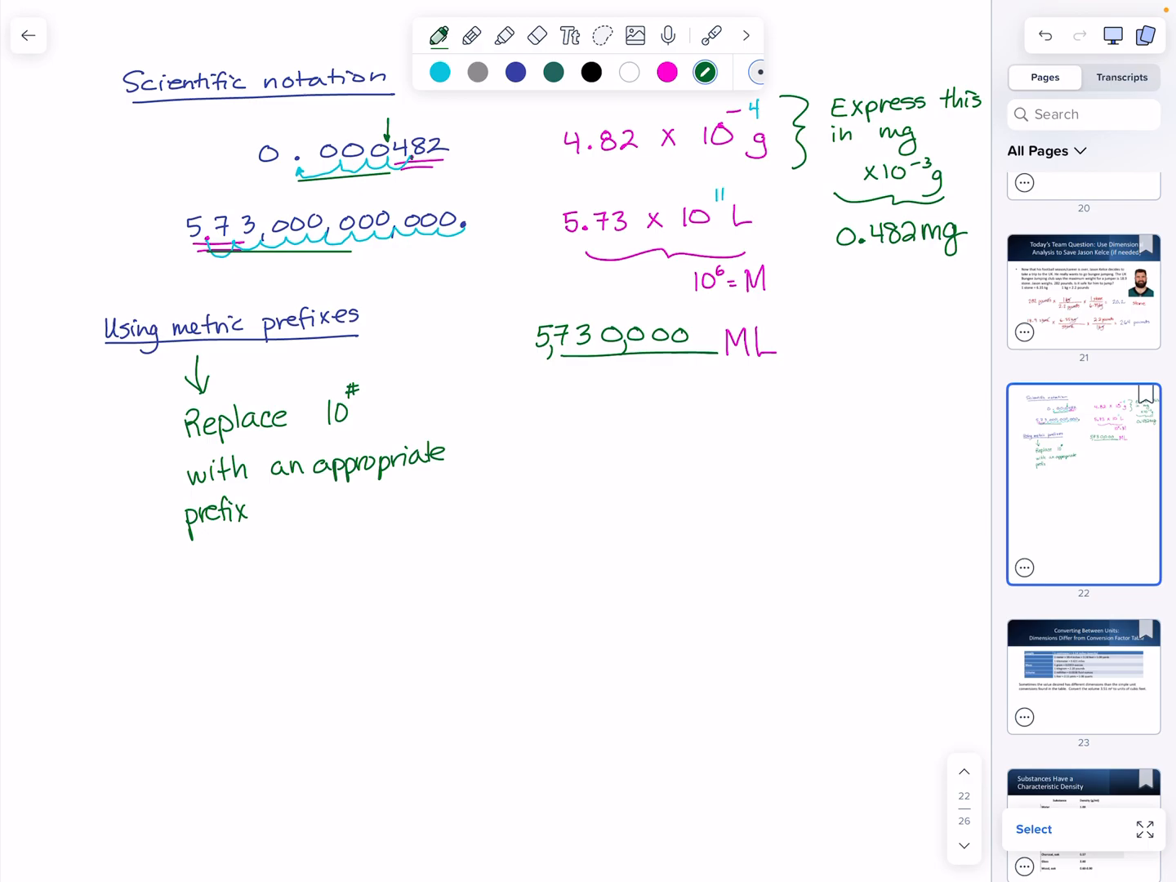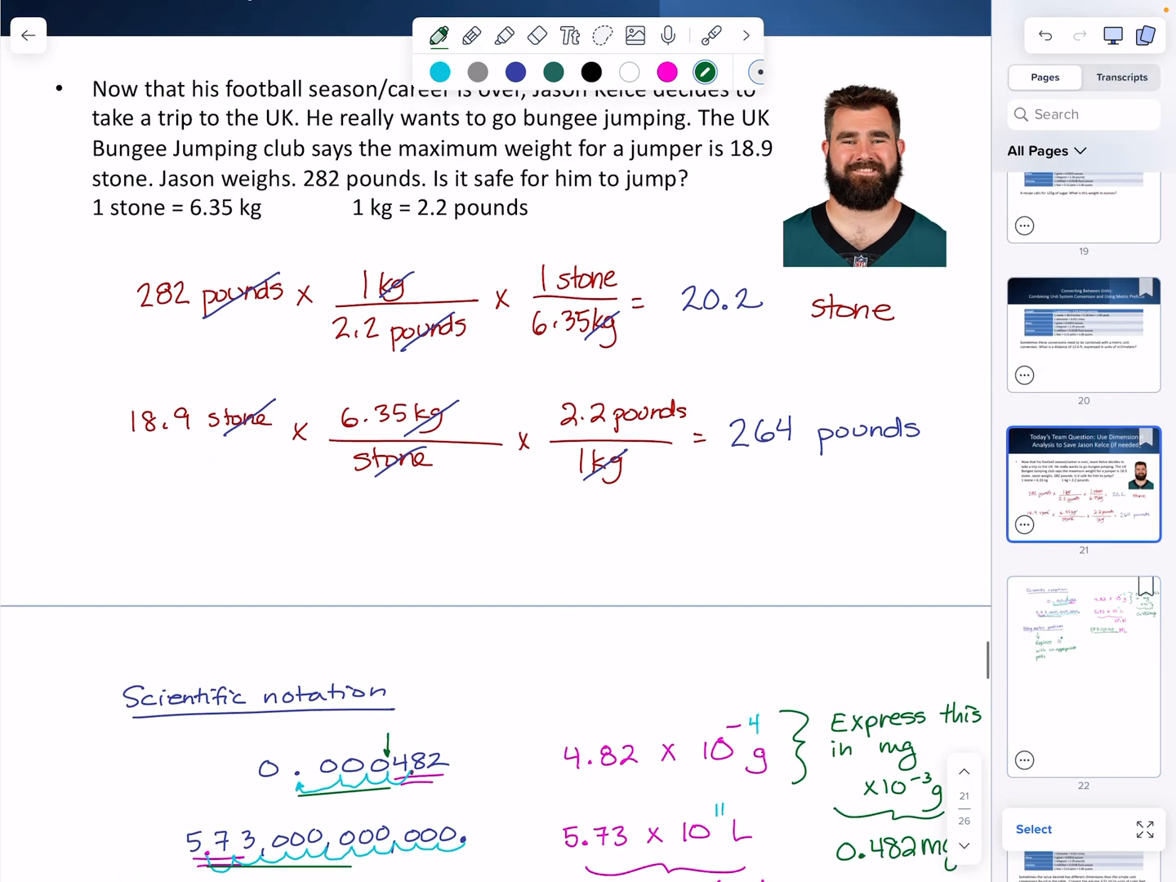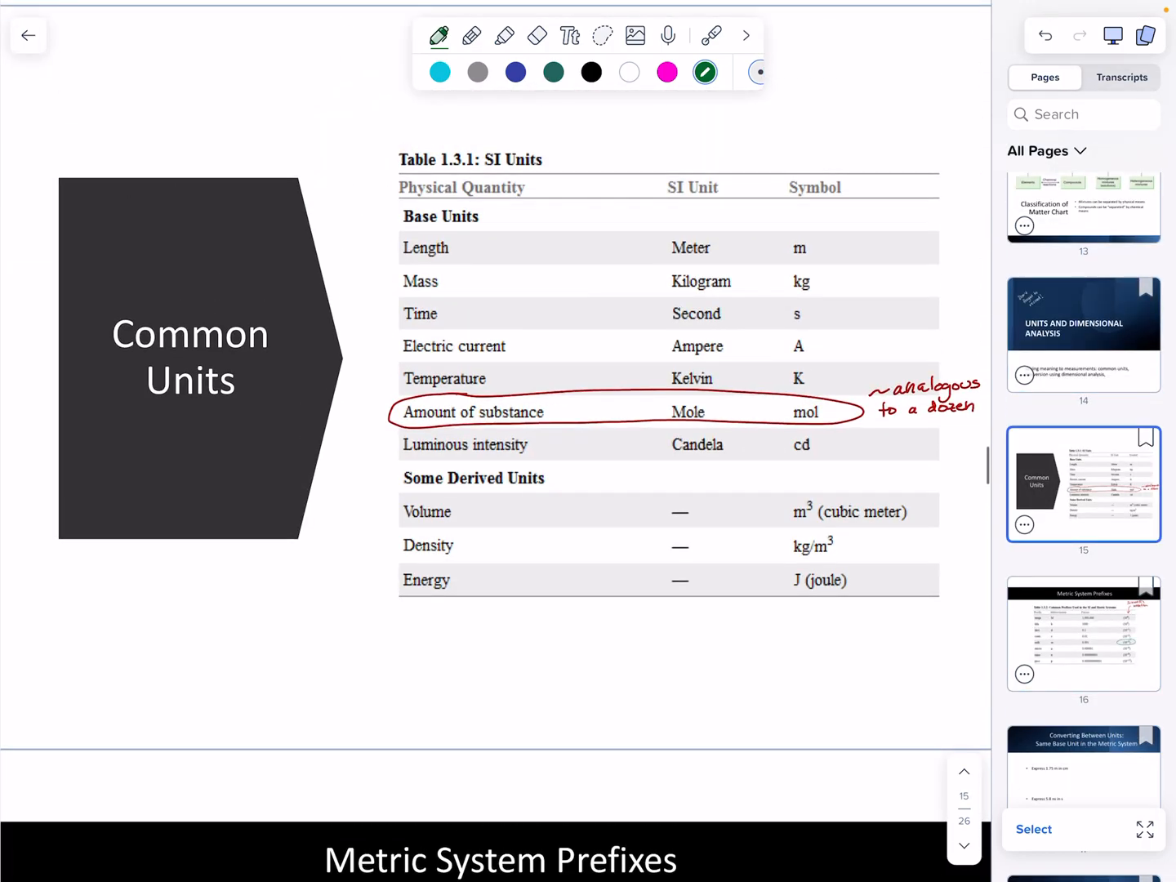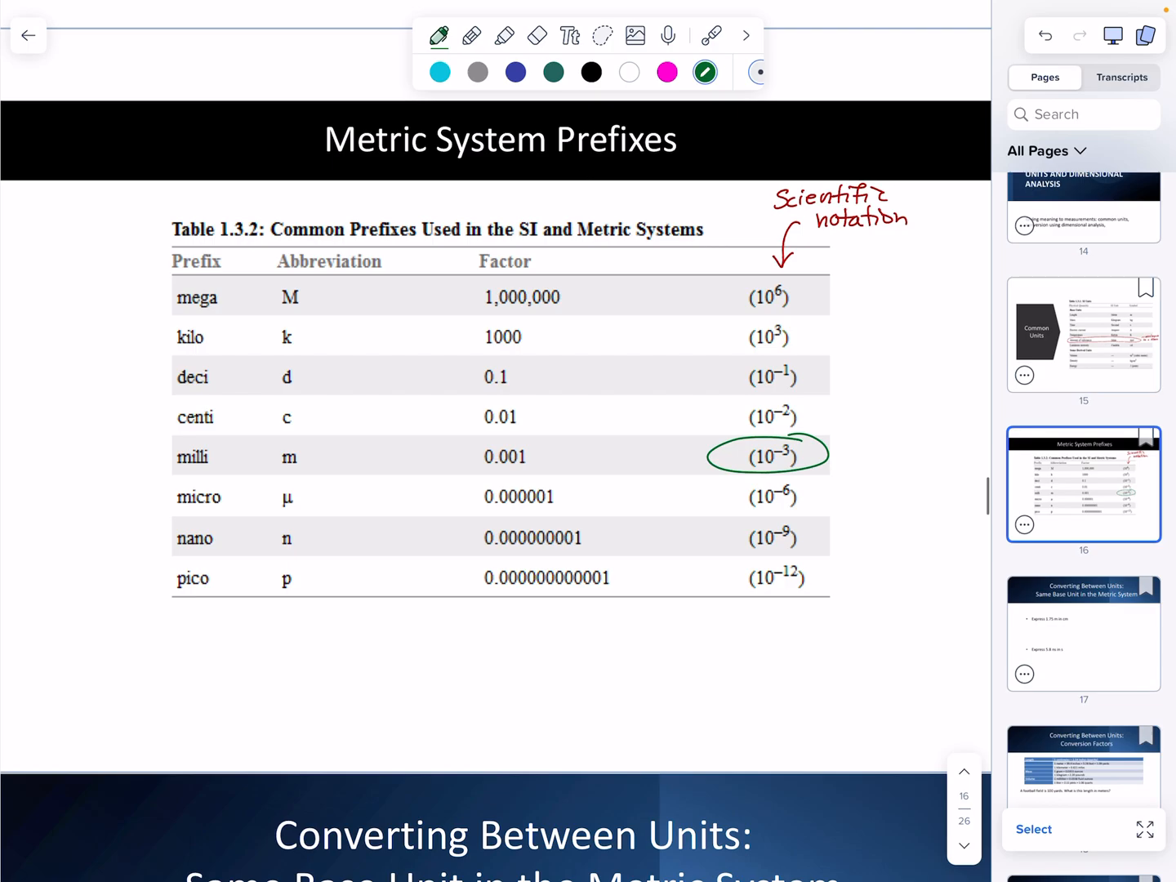Yeah? So if the scientific notation isn't there and I use the prefix, like if you write mg or ml, how do you know if it's milli or mega? Because each of the units has its own associated symbol with it, okay? So mega is capital M, kilo is little k, milli is little m, micro is the Greek letter mu.